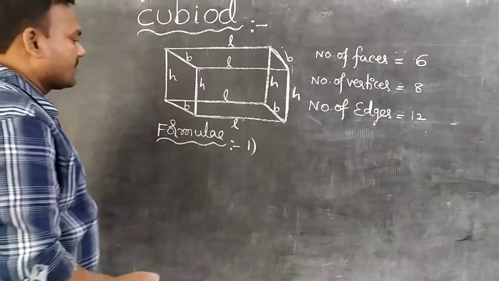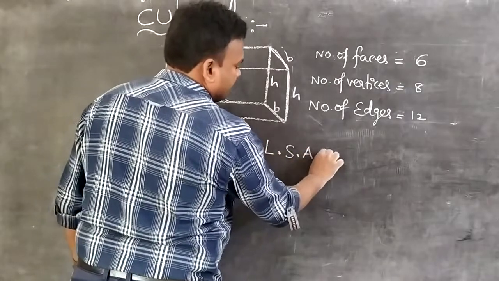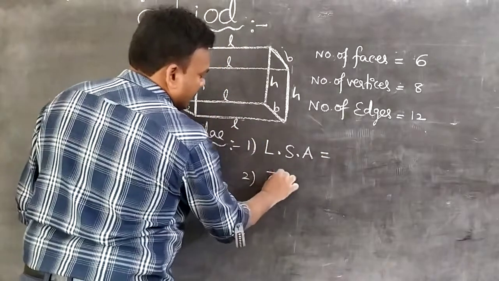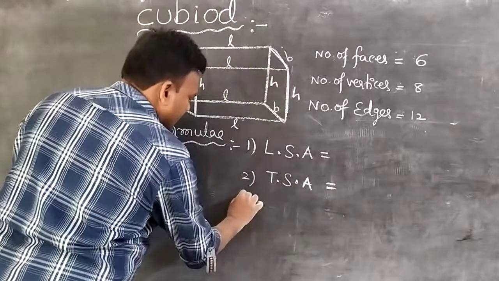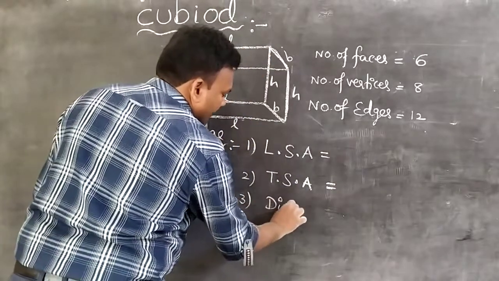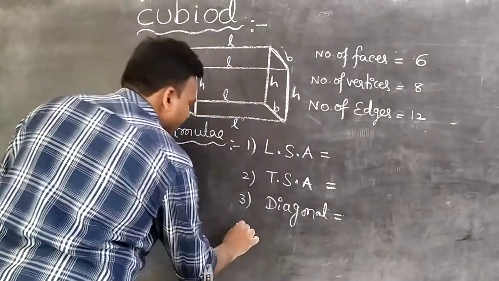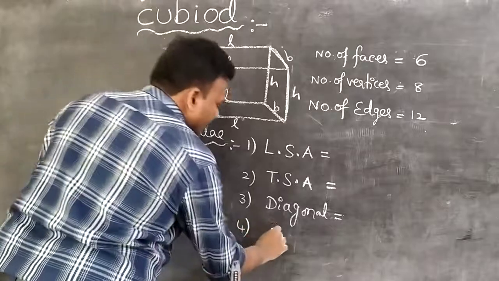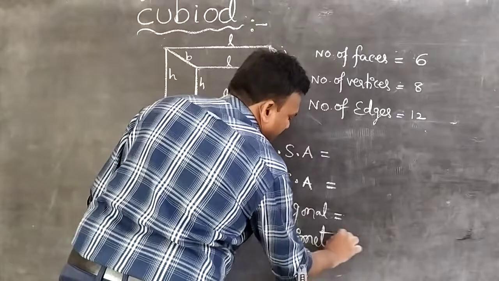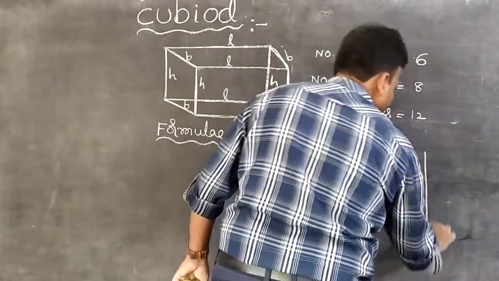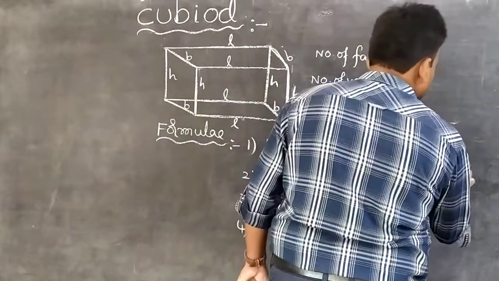First one, lateral surface area, and second one, total surface area. Next, third one, diagonal formula. Fourth one, perimeter formula. Next one, the value formula. We will discuss it later, no problem.